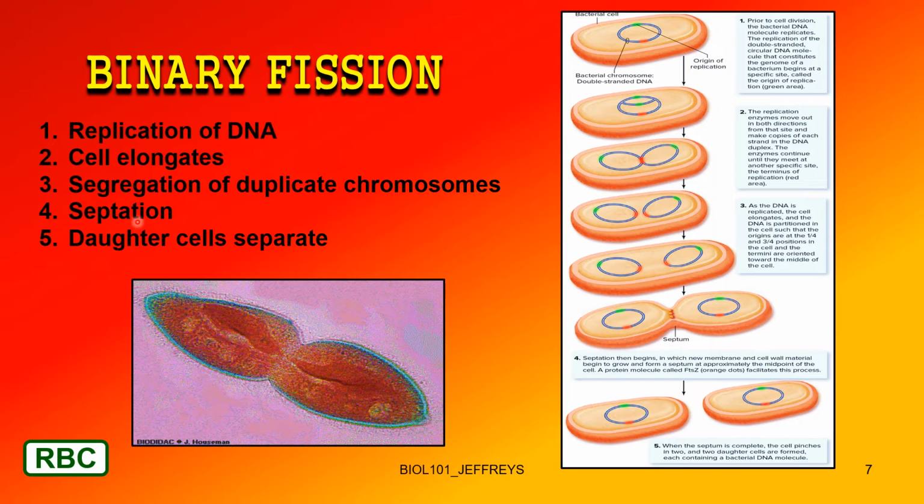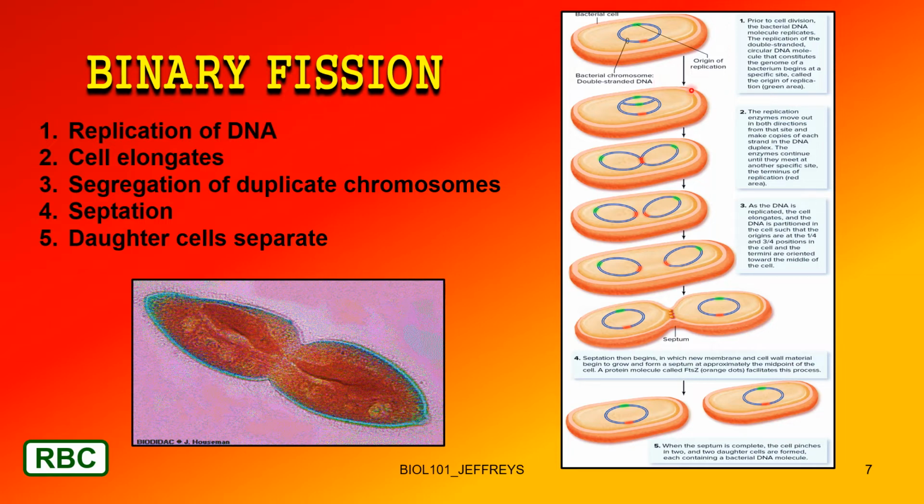Septation. A septum is just a dividing wall. So we have to build a septum. The process is called septation between the two cells, and then the daughter cells separate. Here you see two paramecia in the process of separating.